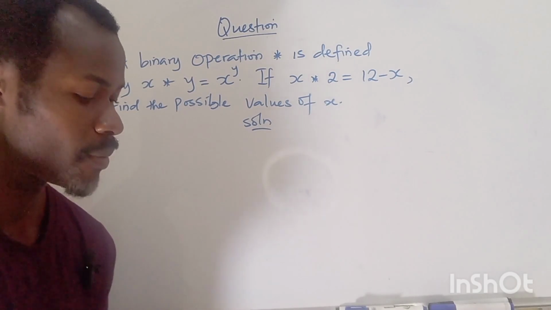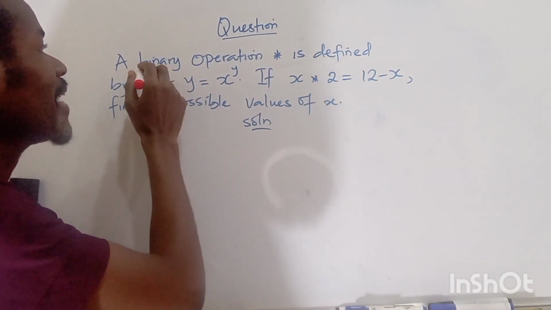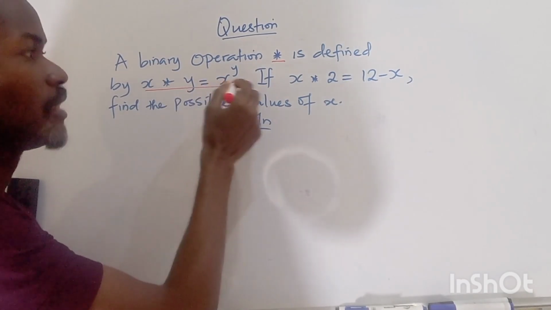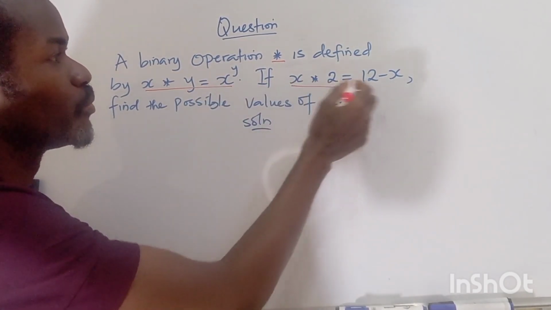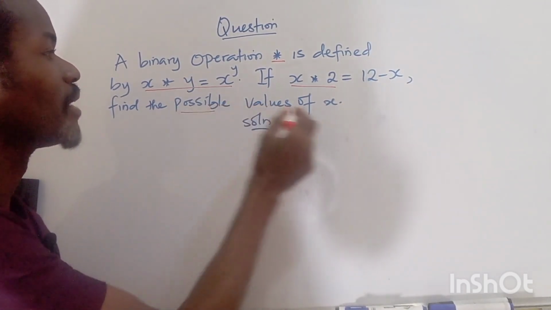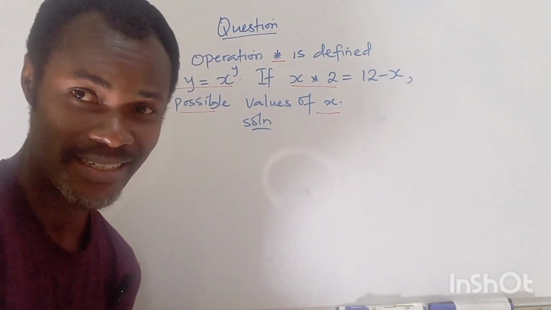So we have a problem on the board on binary operation. The question says the binary operation asterisk is defined by this operation. Now, if this operation is 12 minus x, find the possible values of x. All right, so this is a very nice and easy one.